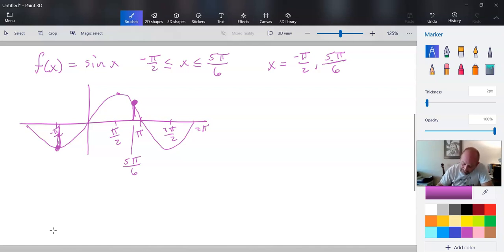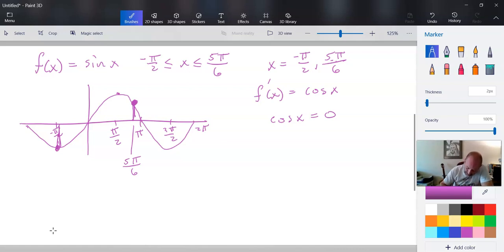But if we go ahead and follow the system, f prime of x is the derivative of sine, which is cosine, and what we need to do is figure out where cosine is equal to 0 or undefined. Now we know cosine is never undefined. It's defined everywhere. So that means we just need to figure out where cosine is equal to 0.